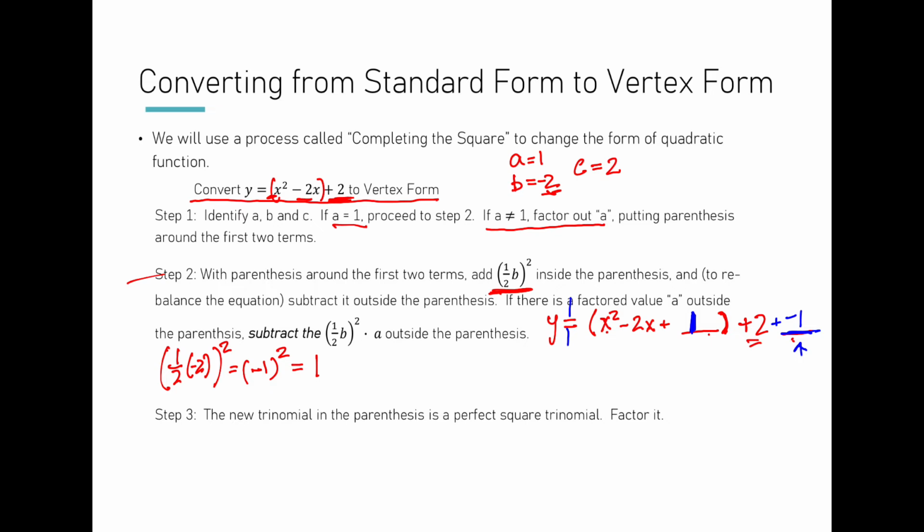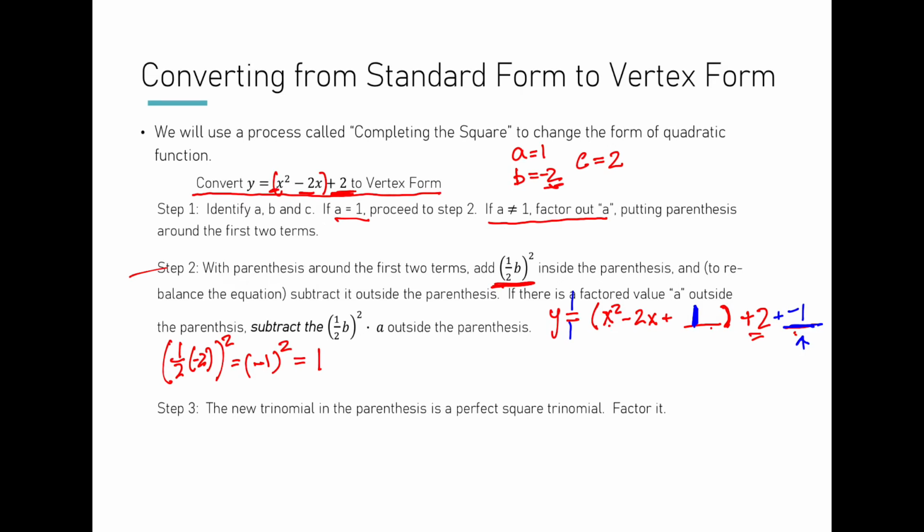And now this part is a perfect square trinomial, where we can write x plus, and then whatever 1/2 of b was before we squared it.